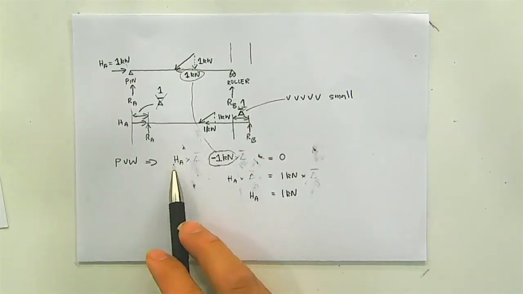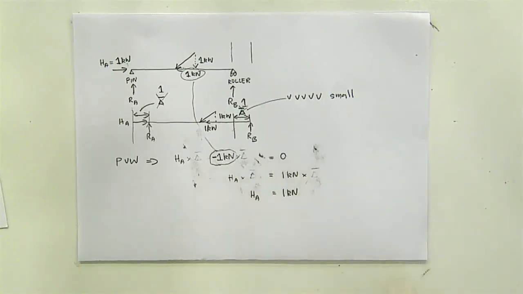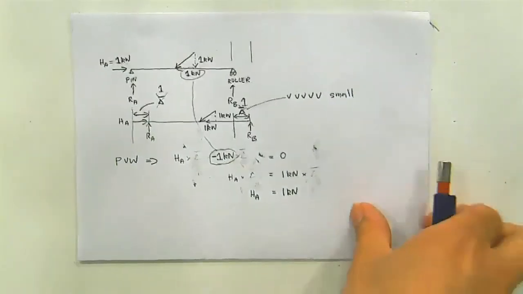Then you directly say HA plus negative 1 kilonewton is equal to 0. HA is equal to 1 kilonewton. So sometimes if we jump a step, don't worry too much. So now let's have a look at another example. You'll probably see where this is leading to.